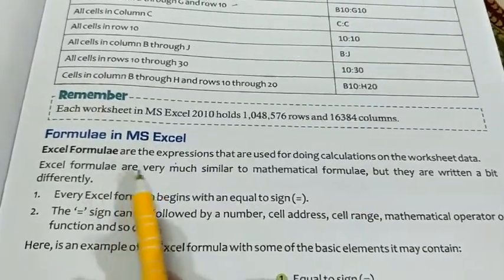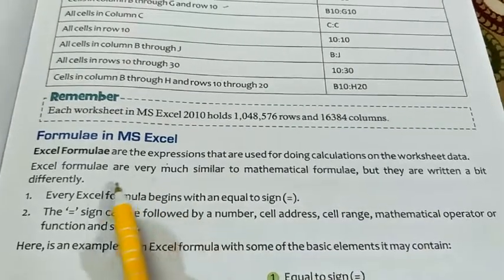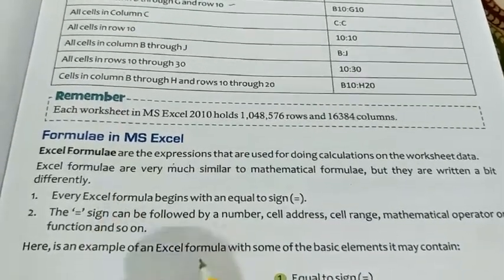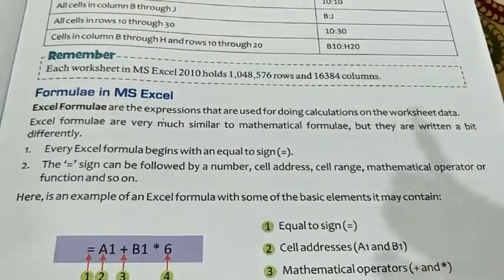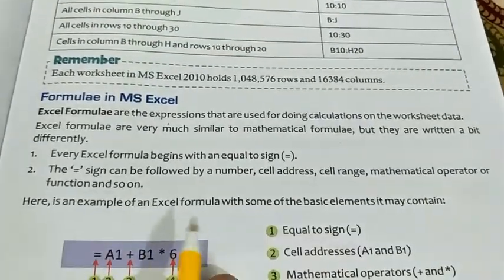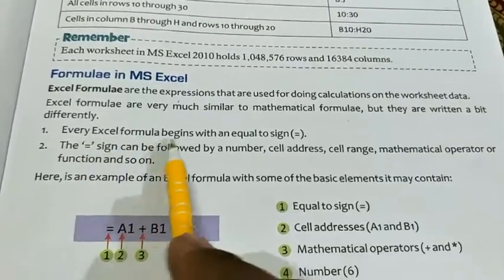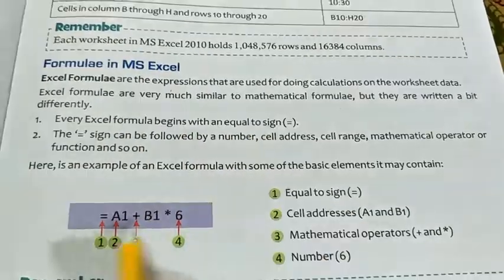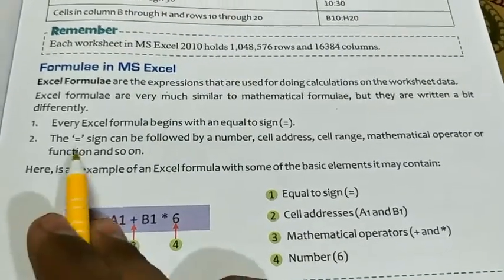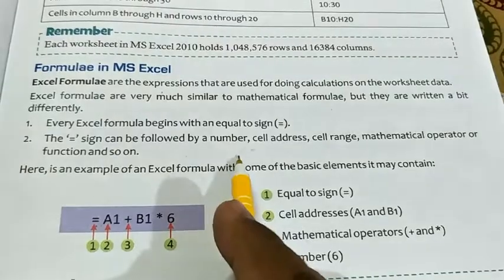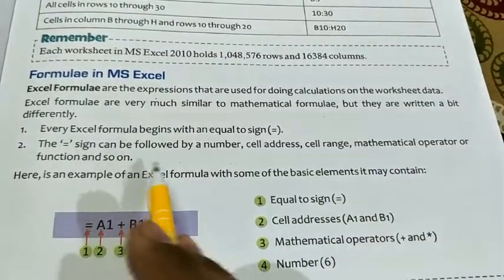Okay, Excel formulae are very much similar to mathematical formulae, but they are written a bit differently. Here in MS Excel you will write the formula a little differently from a mathematical formula. What is the rule to write? Every MS Excel formula begins with an equal to sign. Means you will start from this sign. The sign can be followed by a number, cell address, cell range, mathematical operator or function, and so on.